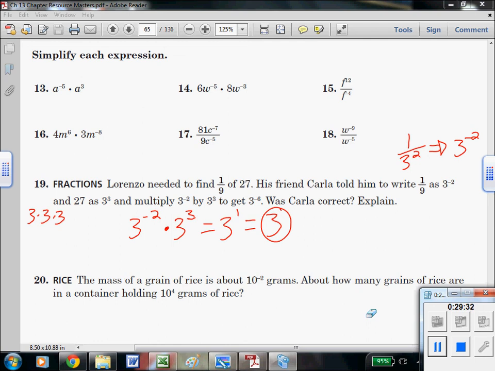Okay, let's take a look at number 20. If you think you've got number 20, press pause and try number 20 on your own first.